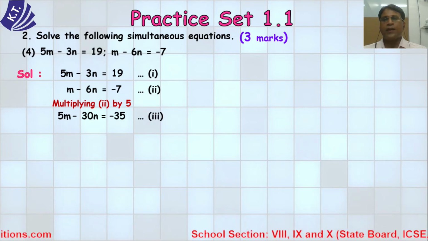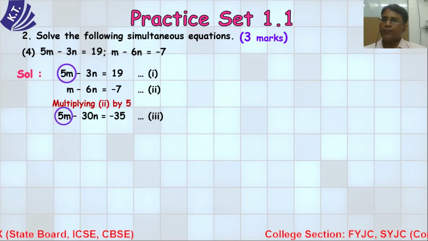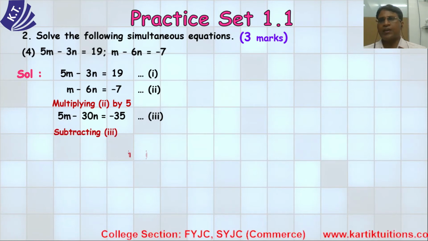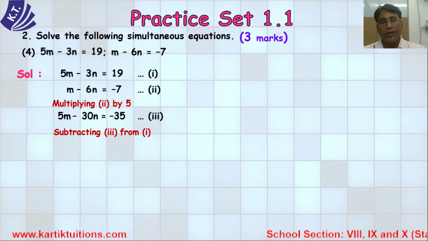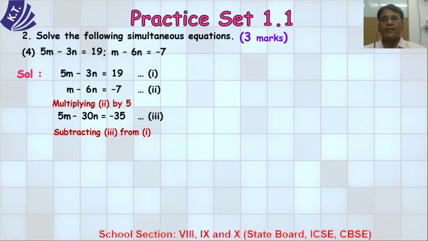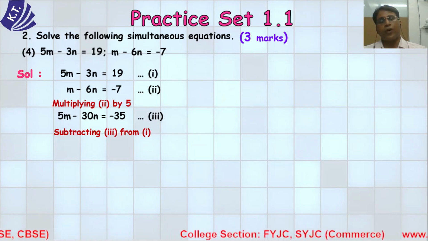Now check the sign of the coefficient. It is plus 5m, it is plus 5m. Now since the signs are same, we need to subtract. So I'll subtract 2 from 1. Now why from 1? Because we have got the third equation from the second. So now we'll subtract the third equation from first.